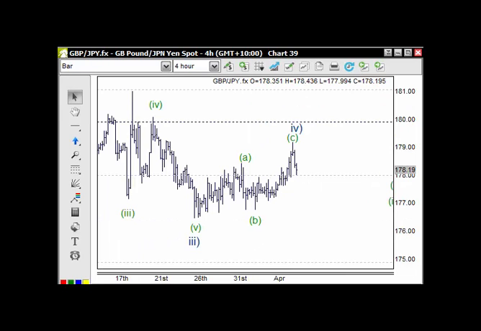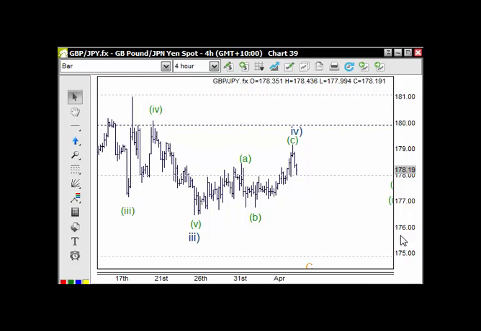Okay, the pound yen. Now, we're just putting this pattern here in line with the other markets. Okay, so if this is a wave 4 here, then we've got a top in place and we'll be moving lower. Now, once again, with this market, to short this market, to be on the right side of everything, we need the 178 as the retested resistance.